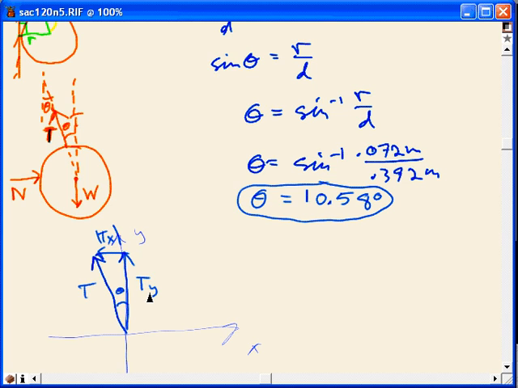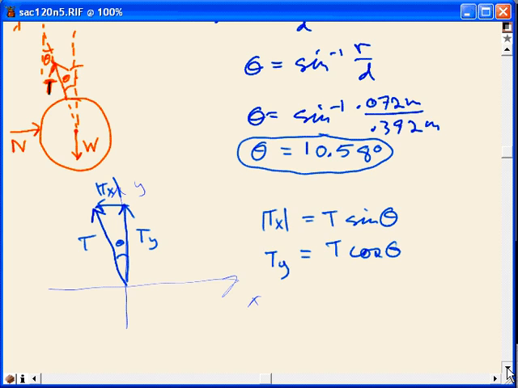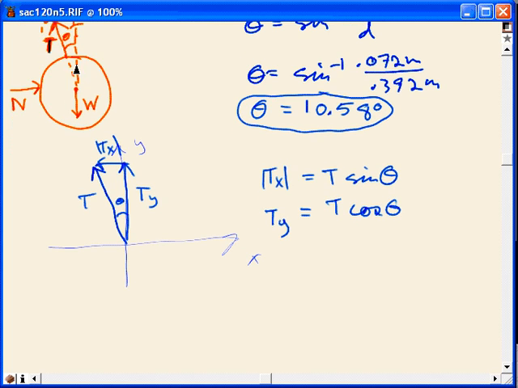Alright, need to break up T into components. I see Tx as being the opposite with respect to theta. So Tx magnitude is T times the sine of theta, and then Ty over T is the cosine of theta, so Ty is T cosine of theta. Alright, I think we're in position to draw another free body diagram, essentially copying that one down. I think I'll do this one in blue.